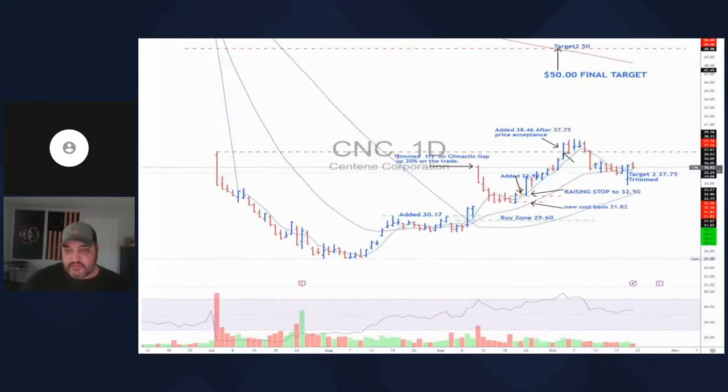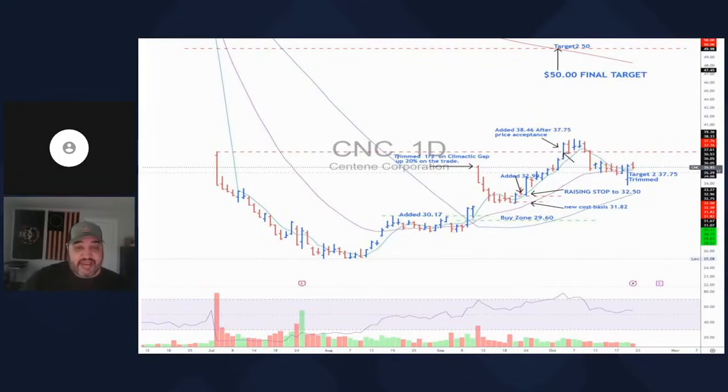This is CNC, which we did alert in our room here. CNC is a trade we're still in. This is a fantastic trade. Right around August 13th, we hit a pivot high at 30.37. You'll notice the volume really wanes out here, but you start to put in equal low after equal low, and the price action around September 8th gets very, very tight. So we set a buy zone at 29.60 with an add at 30.17.